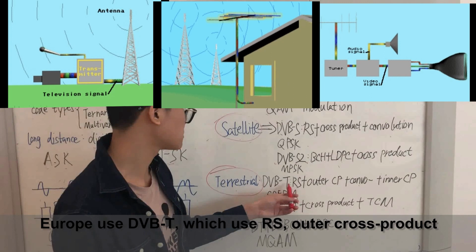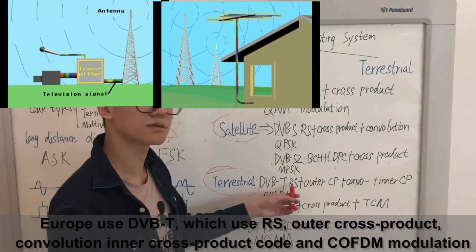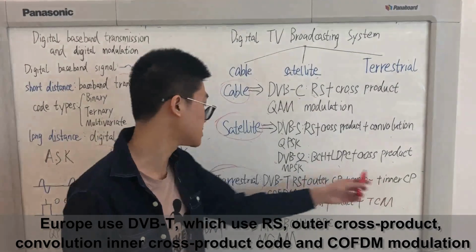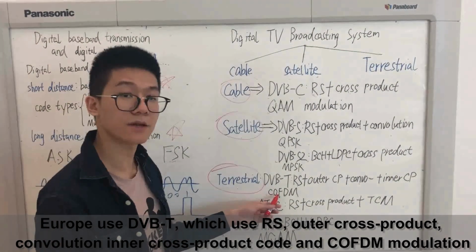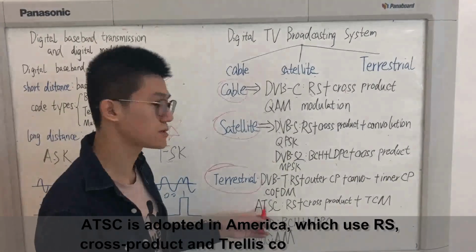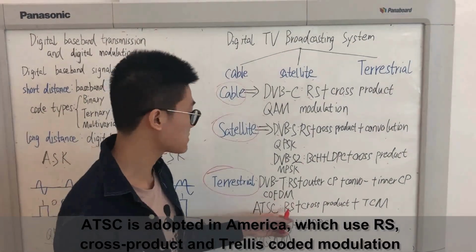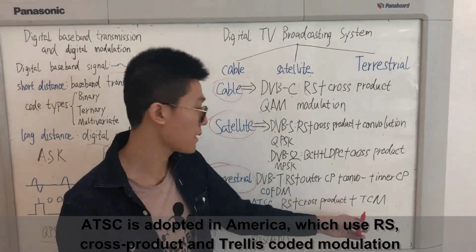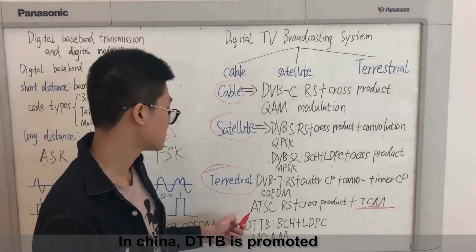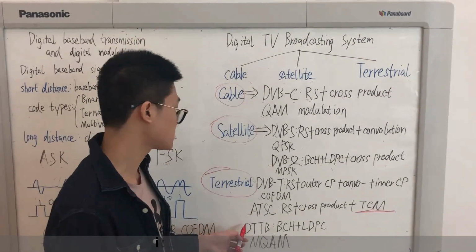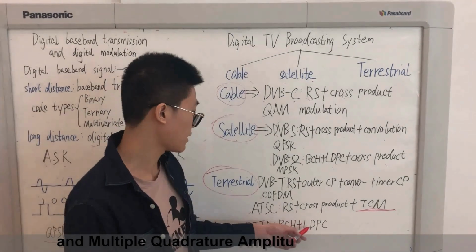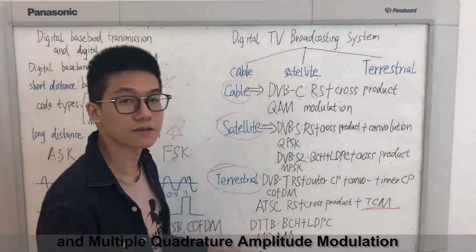Europe uses DVB-T, which uses RS code, outer cross-product code, convolutional code, inner cross-product code, and COFDM modulation. ATSC is adopted in America, which uses RS code, cross-product code, and trellis code modulation. In China, DTTB is promoted. It uses BCH code, LDPC code, and multiple quadrature amplitude modulation.